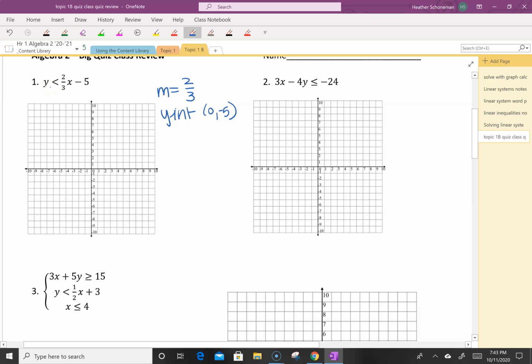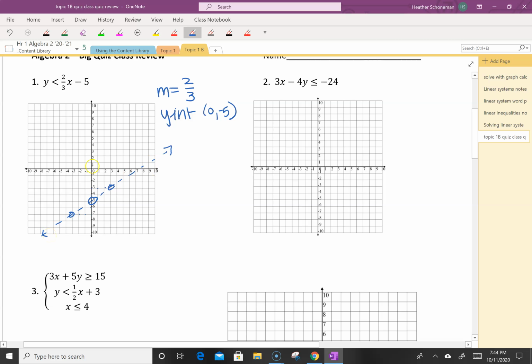Before I plot those, though, I need to look and see. This one has a less than, so it's going to have open circles and a dashed line. If it had a greater than, same thing, but like on number 2, if it was less than or equal to or greater than or equal to, solid line. Since this is open circles, I have a point at (0, -5), and then I'm going to go up 2 and right 3 and make a point, or I could have gone down 2 and left 3. Once I have my points, I'm going to connect with a dashed line.